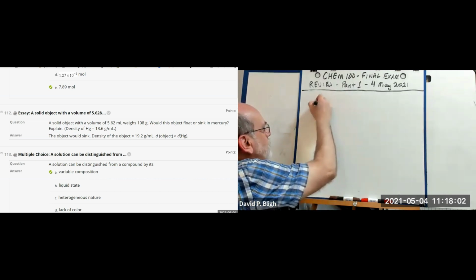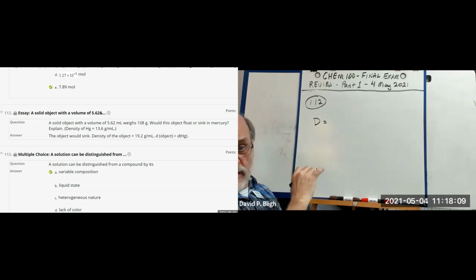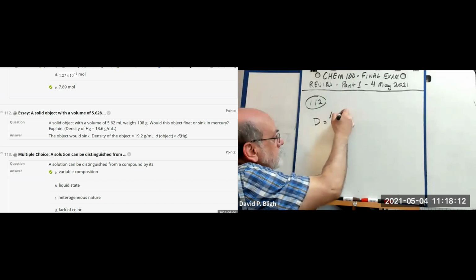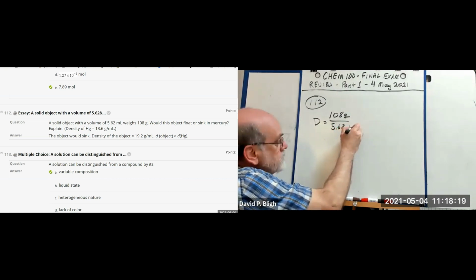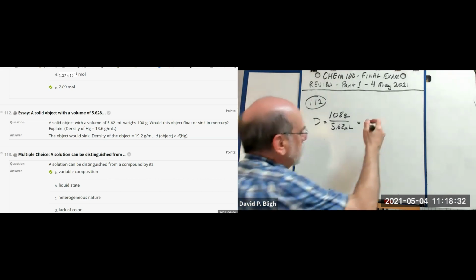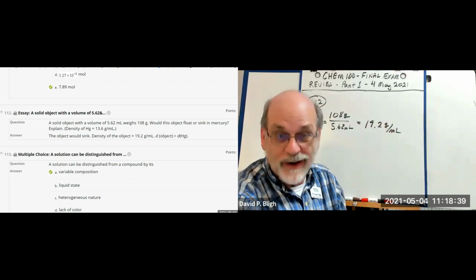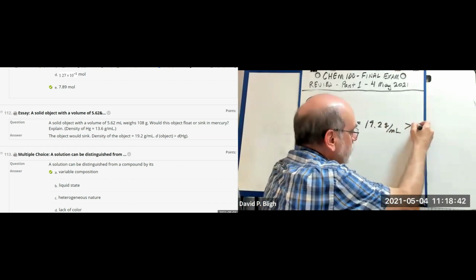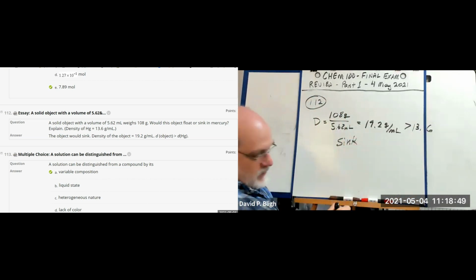Okay, so 112, we have to calculate the density of the object. So mass per unit volume, right? 108 grams per 5.62 milliliters is equal to what? And then we'll compare it to the density of mercury. 108 and then 5.62. 19.2. 19.2 grams per milliliter. Right? That is greater than 13.6, correct? Greater than 13.6. So this thing is going to sink in mercury.